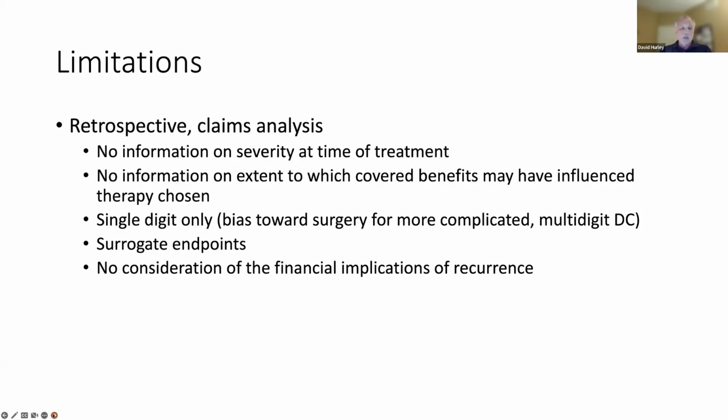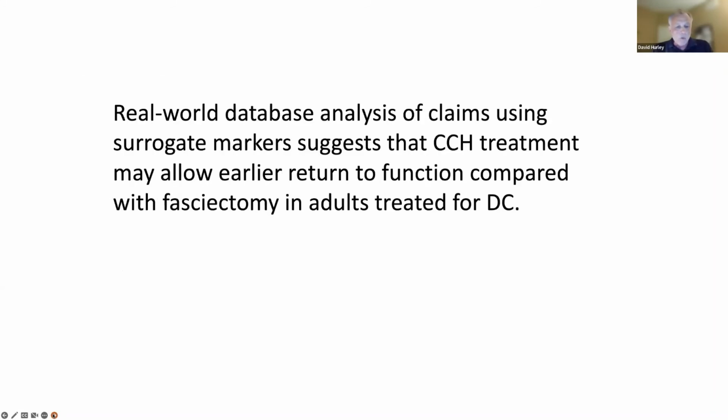So our conclusion was that a real-world database analysis of claims using surrogate markers suggests that CCH treatment may allow earlier return to function compared with fasciectomy in adults treated for Dupuytren's contracture.